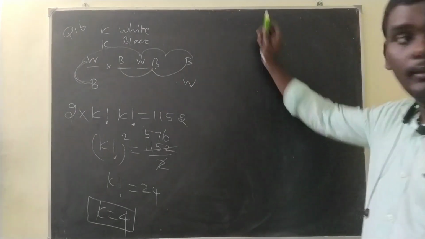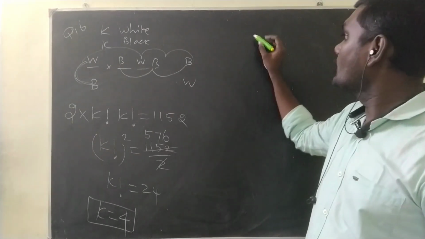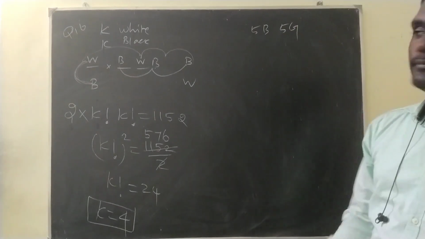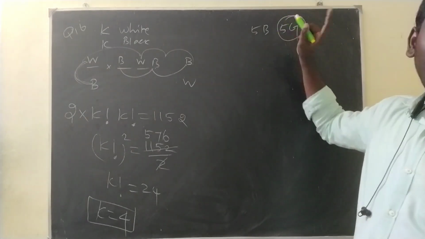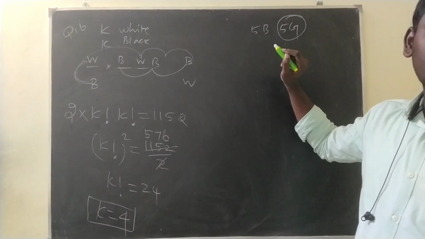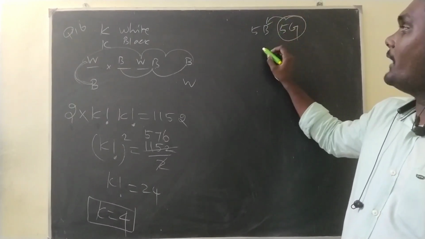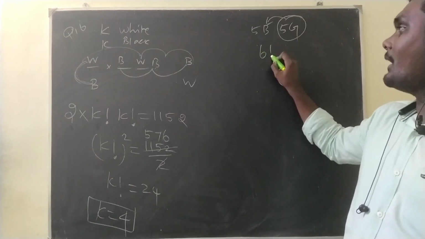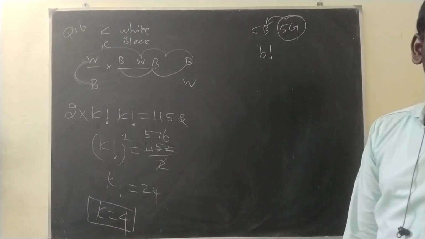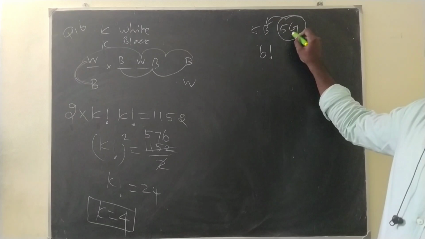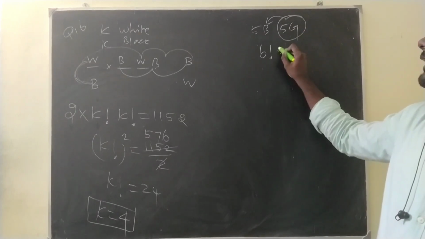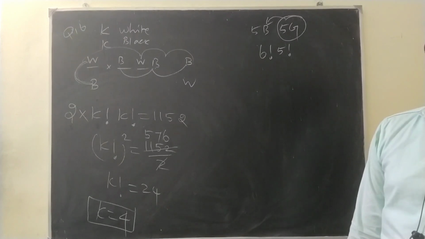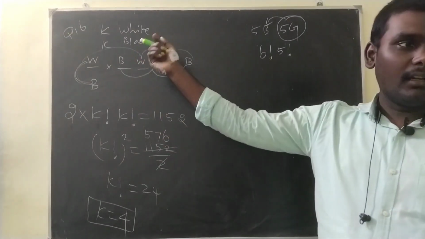See, there are 5 boys and 5 girls. All the girls together are considered as 1. Along with these 5 boys, it is 6. It looks like we are arranging 6 people, which can be arranged in 6 factorial ways. And these 5 girls themselves can be arranged in 5 factorial ways. Just like the previous thing we did, right?